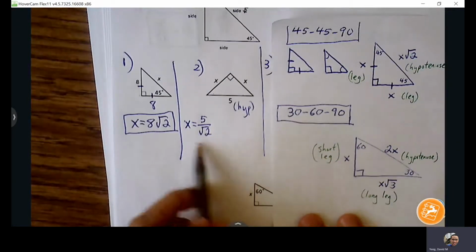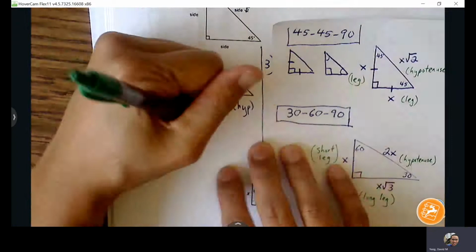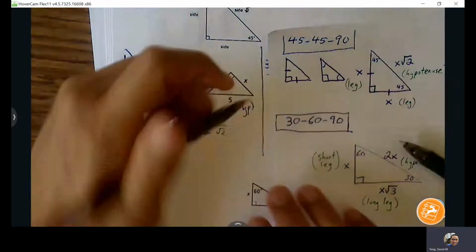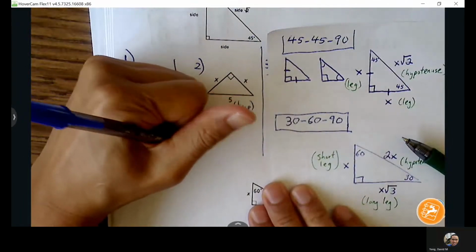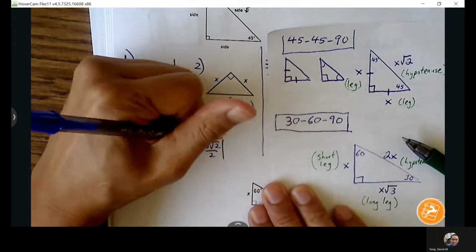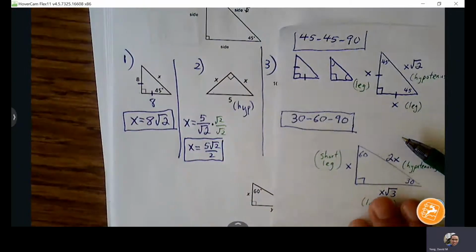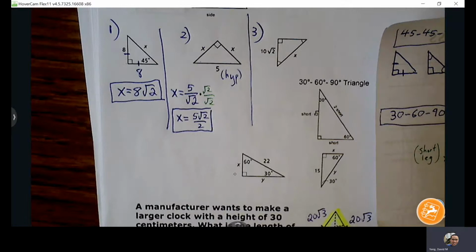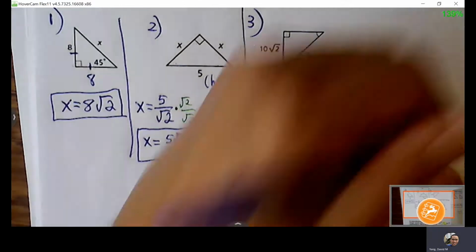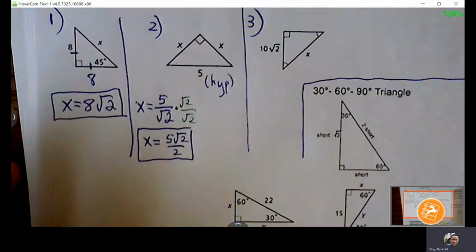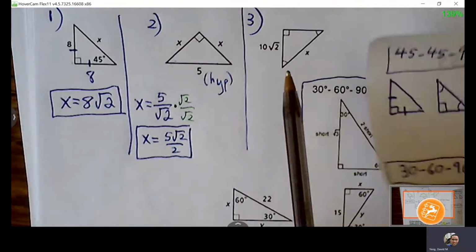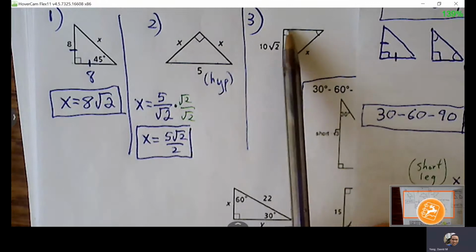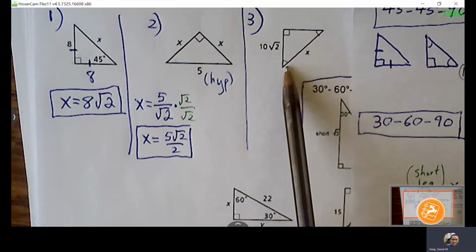You can make the calculator rationalize this for you, or you can work it out by hand. Okay. Any questions with 1 or 2? Okay. Number 3 also falls under the category of a 45, 45, 90 triangle because the markings and that 90-degree box indicates this must be a 45, 45, 90.